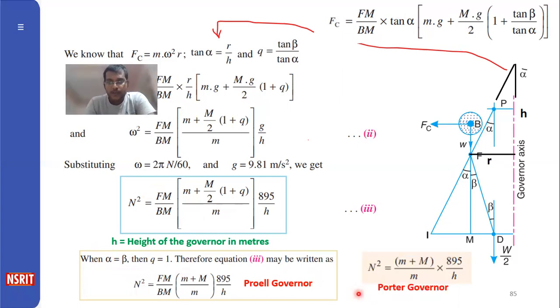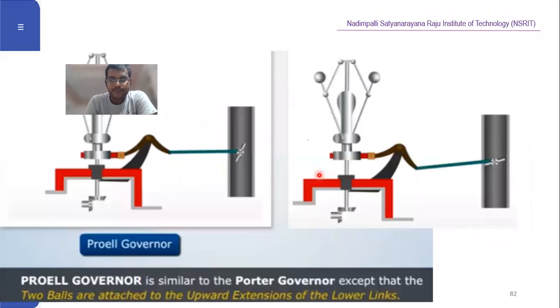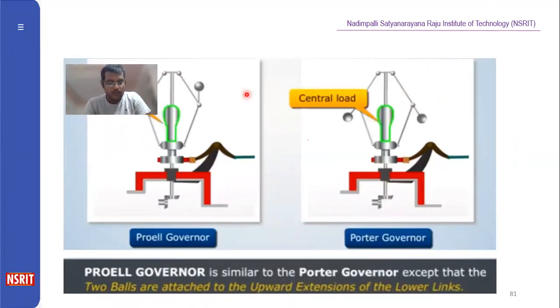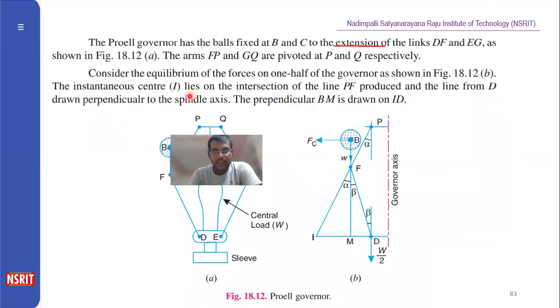Compared to the Porter governor, it is almost the same. This is for the Porter governor. This is the Proell governor. The only extra term is Fm by Pm, where Fm is the distance here. This is the F, and this is the Fm point. And Pm is the distance from B to Pm. This is the only extra term added to the Porter governor formula. Remember it easily. Also the balls arrangement is upward here, and here there is a downward direction. Here the balls are in upward direction. This is the Proell governor. So we have completed the working of the Proell governor and the derivation, that is the height of the Proell governor.